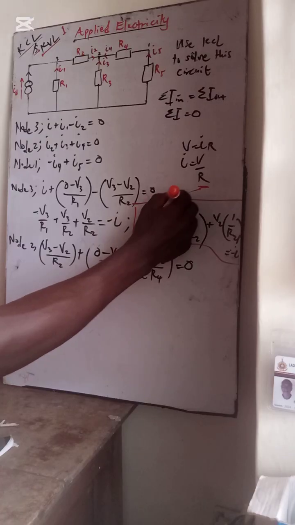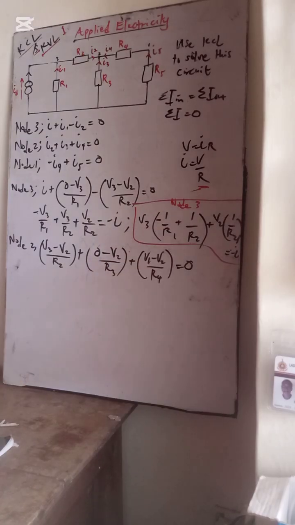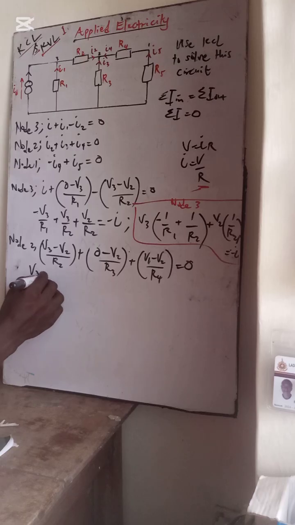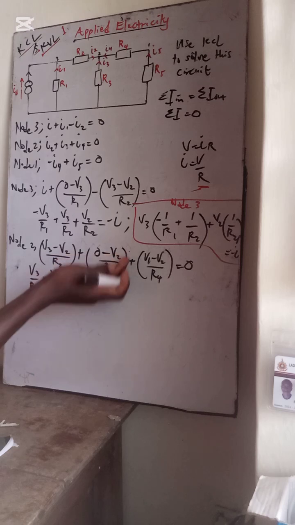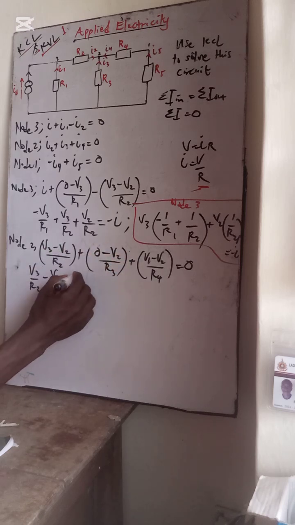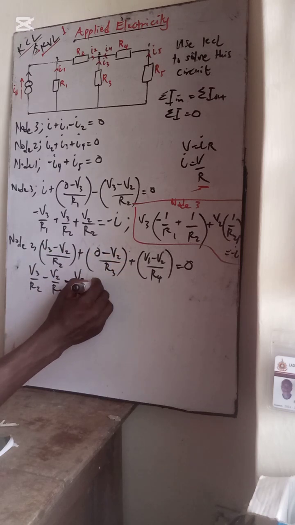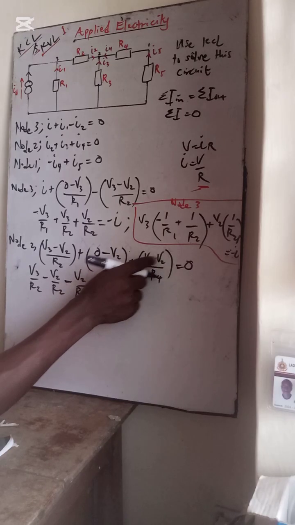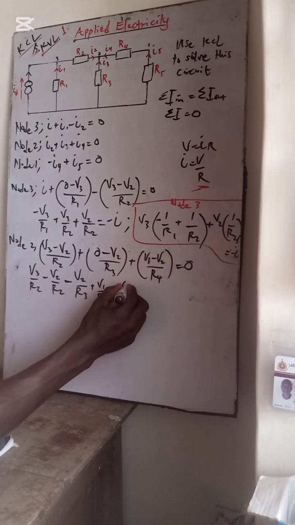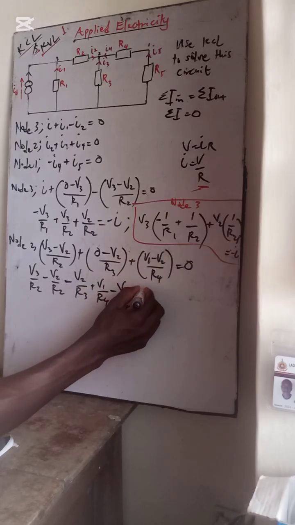For node 3. I'm still going to rub off the board, but we'll copy it in another place when we want to use it. So for this one, let's simplify. We have V3 over R2 minus, we are separating them now, V2 over R2 plus, this plus and minus is minus. I know 0 minus V2 will be minus V2. So plus and minus will be minus, minus V2 over R3 plus V1 over R4. Then plus and minus is what? Minus. So that's minus V2 over R4 is equals to 0.